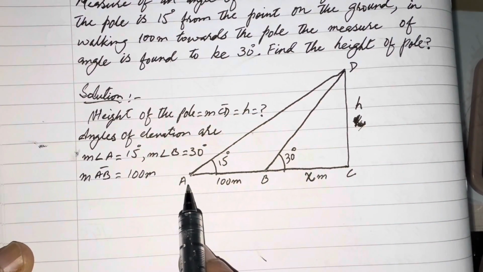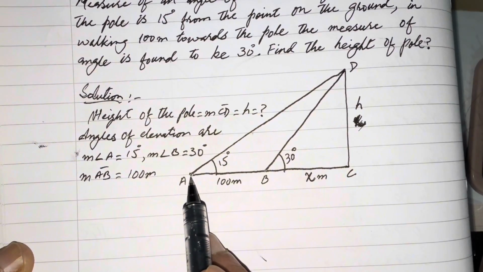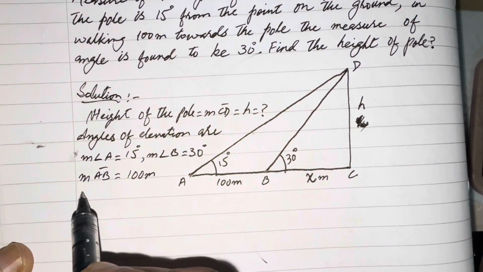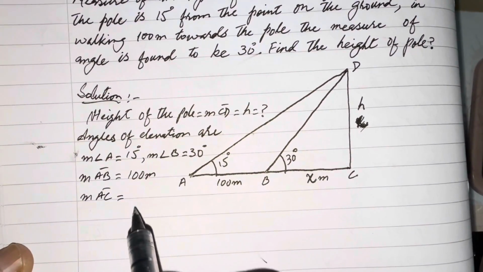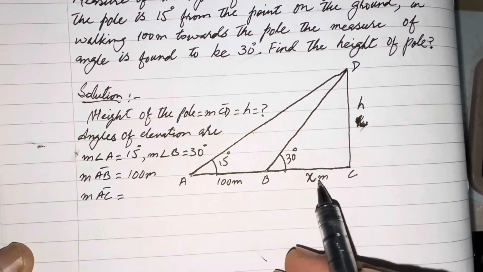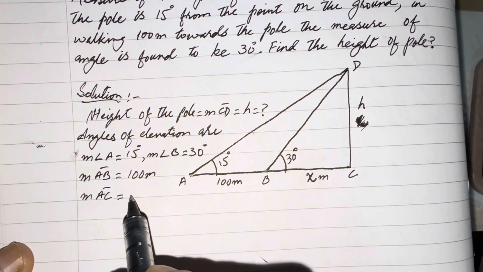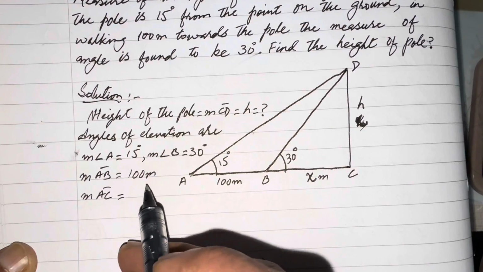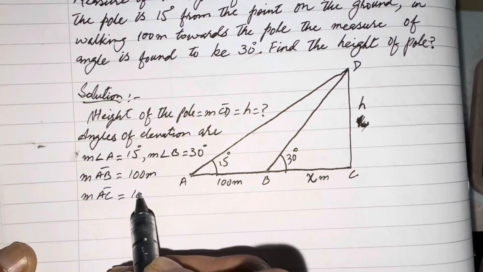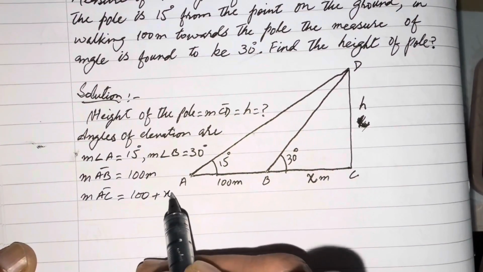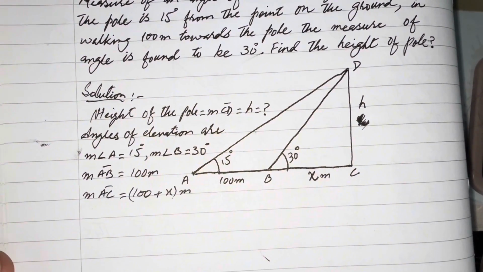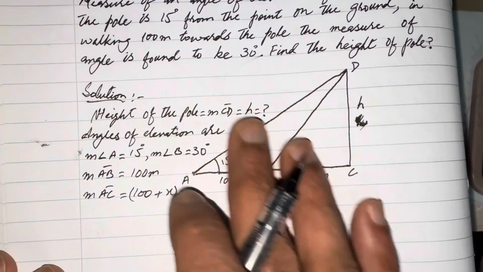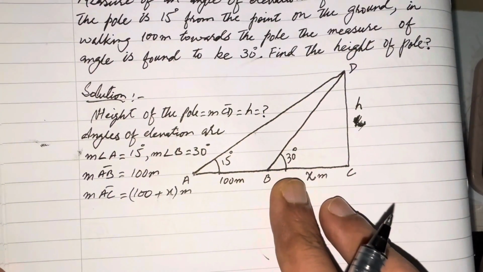If we have found the distance from A to C, that can be written as the measure of AC is equal to 100 plus X meters. So that's the final information that we have found from this diagram.